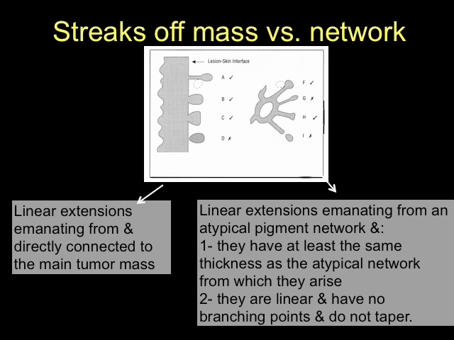The schematic on the left shows streaks coming off a tumor mass. The structures labeled A, B, and C are all considered to be streaks. Structure labeled D is not considered a streak. It is a peripheral globule, and we will discuss the significance of this structure later.